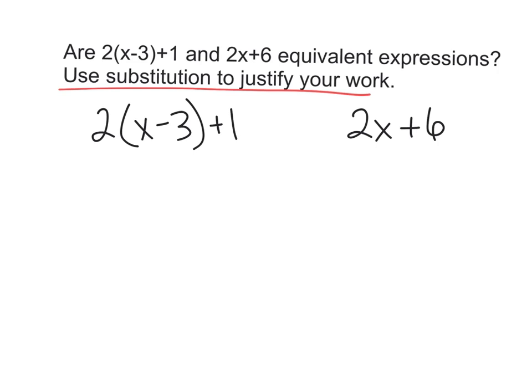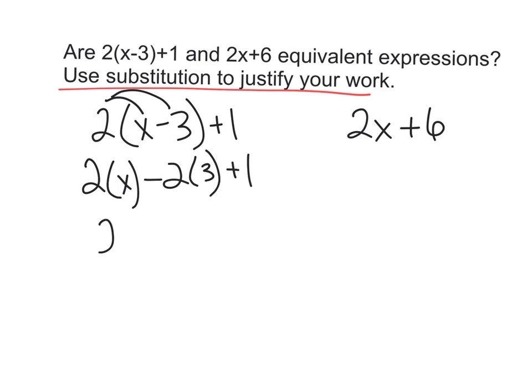So on our first expression, we can distribute here, the distributive property we talked about. So we do 2 times x minus 2 times 3. The plus 1 will just bring down. 2 times x is 2x. 2 times 3 is 6. What we have to remember here is this is 2x minus 6 plus 1.